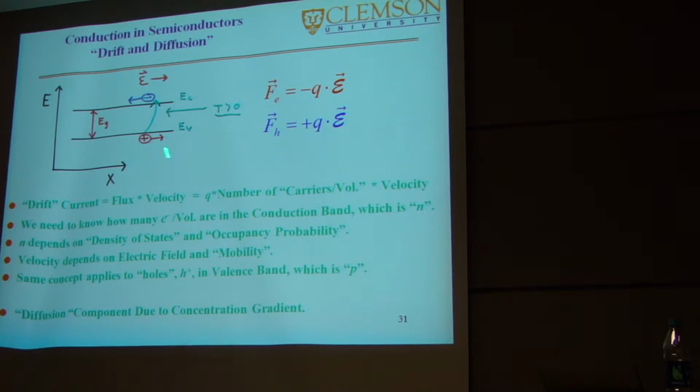And I could do a similar thing down here. It's very analogous. Do a similar thing to the holes. And that will tell me how many holes I have, how many electrons I have, and then I just plug this in and the velocity is related to the field. So that's the drift component.